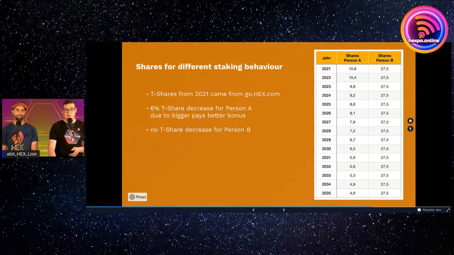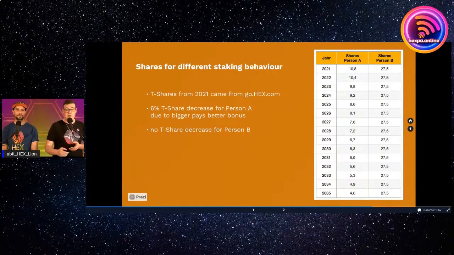So here at person A, last year, we assumed that even with his compounding restaking, he will lose about 5% each and every year against the T-share rate, because 150,000 HEX is not like a whale account, and as a whale, you can get up to 10% bigger pays better bonus. So somewhere in this range, person A needs to have a decline in his T-shares, even if he restakes everything for another year.